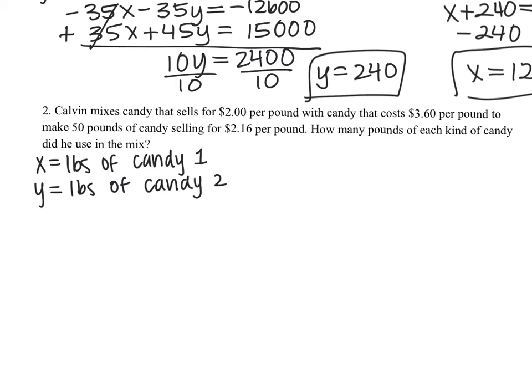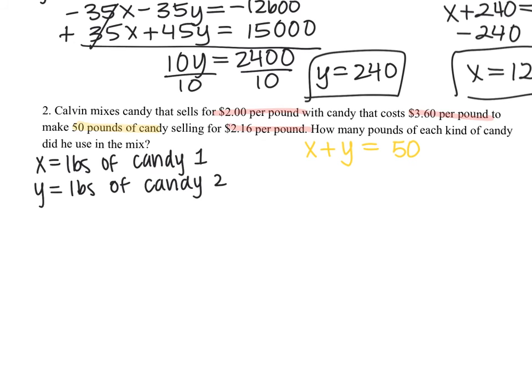All right. So this is a little bit trickier of a word problem. So my first equation is going to come from the fact that he made 50 pounds of candy. So I know that when I add the number of pounds of candy together, we have to get 50. So the amount of pounds of candy 1 and candy 2 have to add up to give us our 50 pounds of whatever our new candy is. Okay. Next, I'm going to do the part that involves the money.